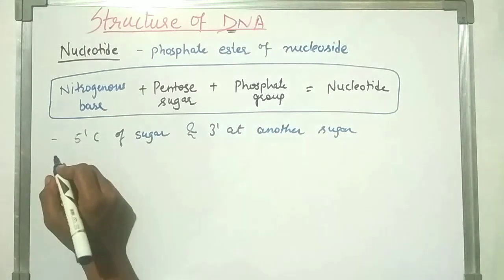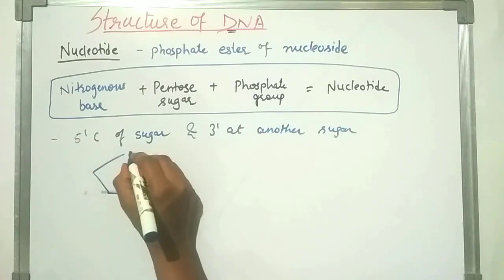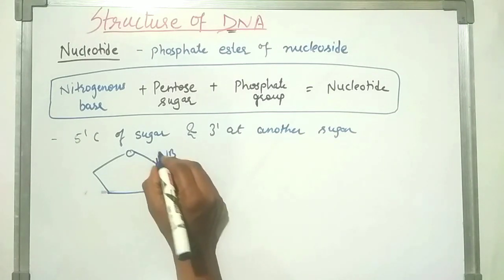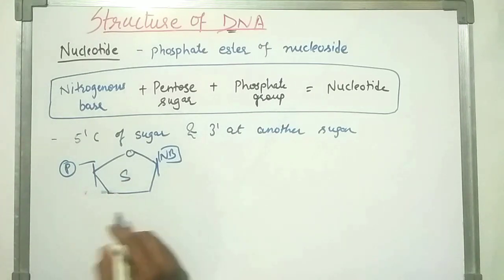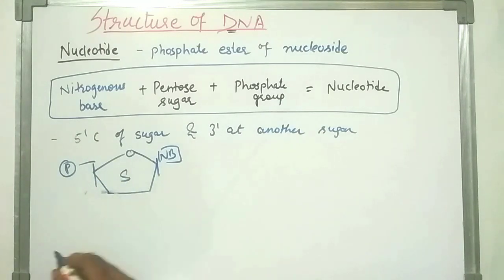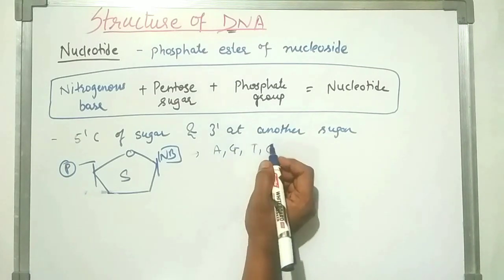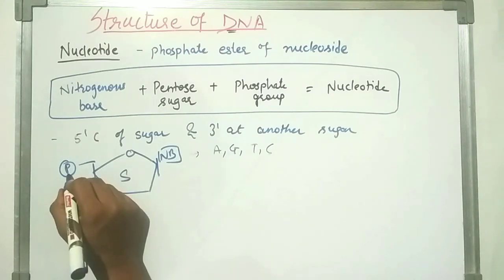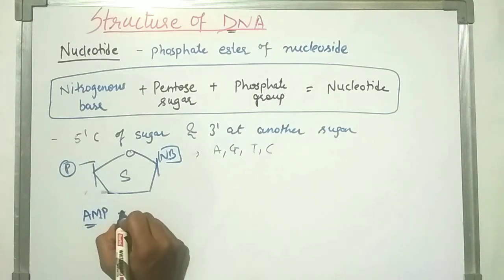How will the structure be? Structure will be like this. Nitrogen base here and the phosphate will be here. This is the pentose sugar. This nitrogen base, phosphate group and sugar is called a nucleotide. The nitrogen bases you know: adenine, guanine, thymine, cytosine. Suppose it is AMP. Why AMP? Monophosphate, only one phosphate is there. Suppose the nitrogen base is adenine, so it will be called AMP.